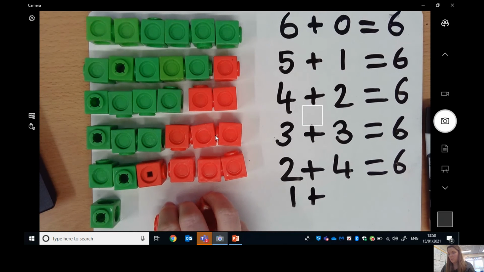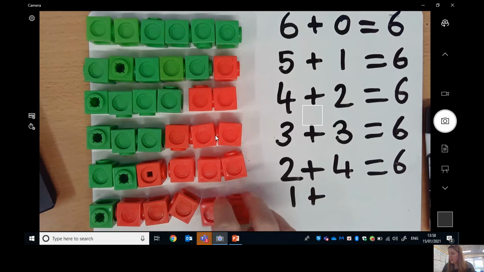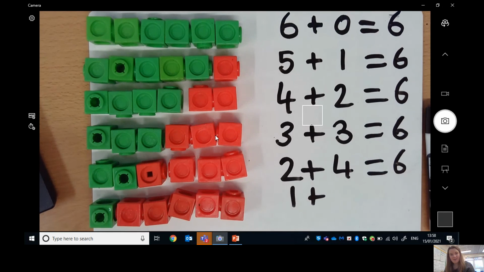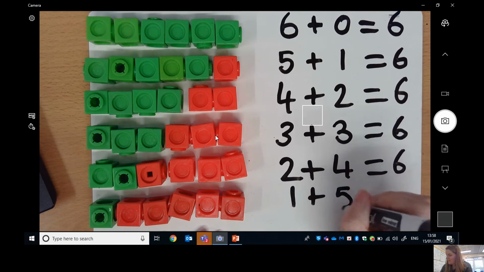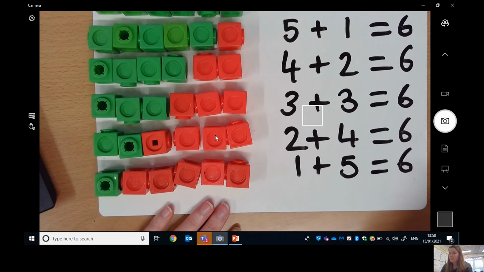Not 6. Why not 6? Okay, 5. 1, 2, 3, 4, 5. Did I find it? Fantastic. Well done. 1 plus 5 is 6. And can you find your last one for me? You think you can? Okay, what would the last one be?